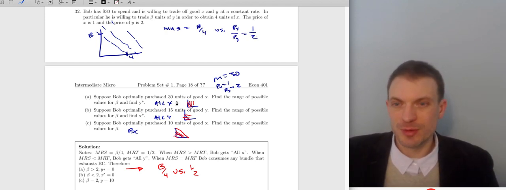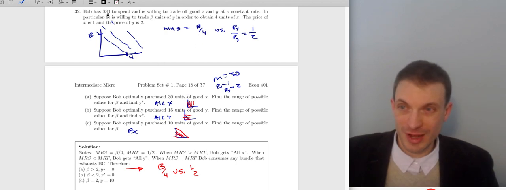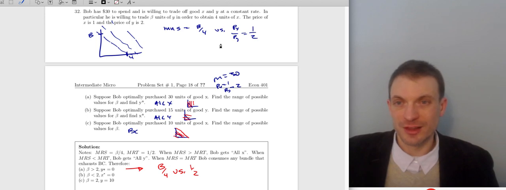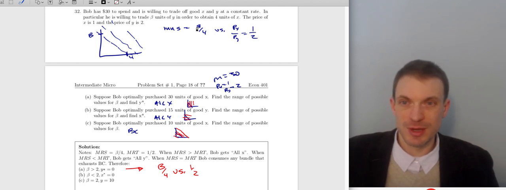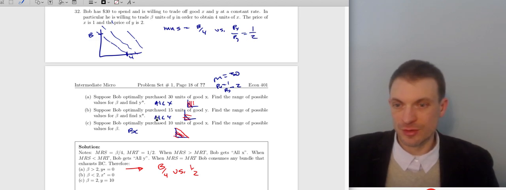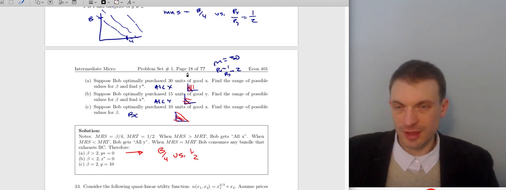Suppose Bob optimally purchased 30 units of good X. Find the range of possible values for B and find Y star. Well, what's B got to be to consume only X? I have $30 and X is at 1, so that means all X. I spent all my money on X. So the corner solution happens if the MRS is bigger than the price ratio, so I need B to be bigger than 2 so that the MRS is bigger than 1/2. So that's what this is saying.